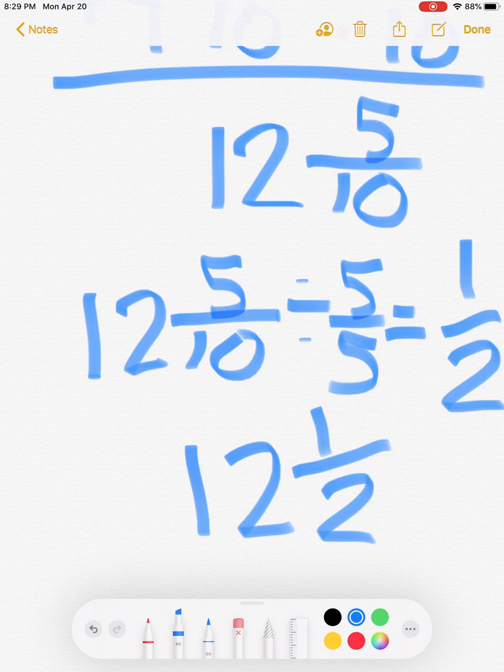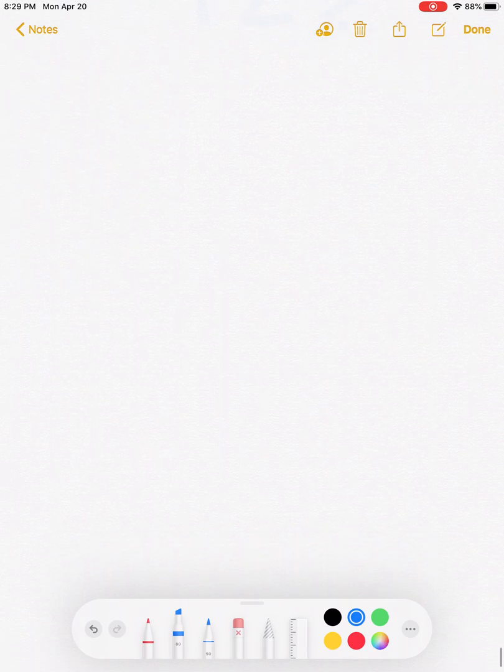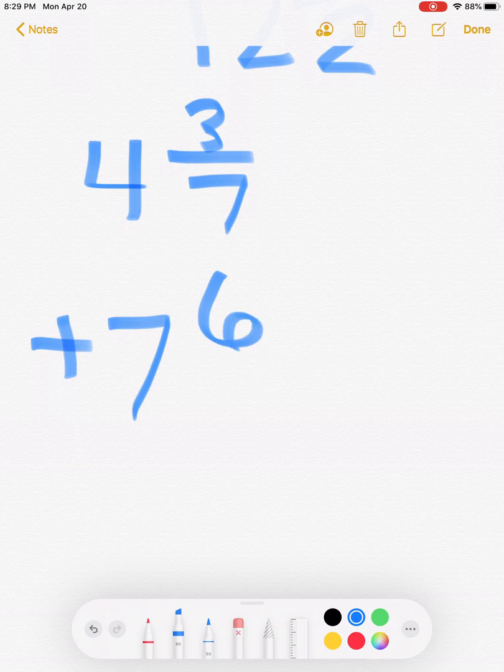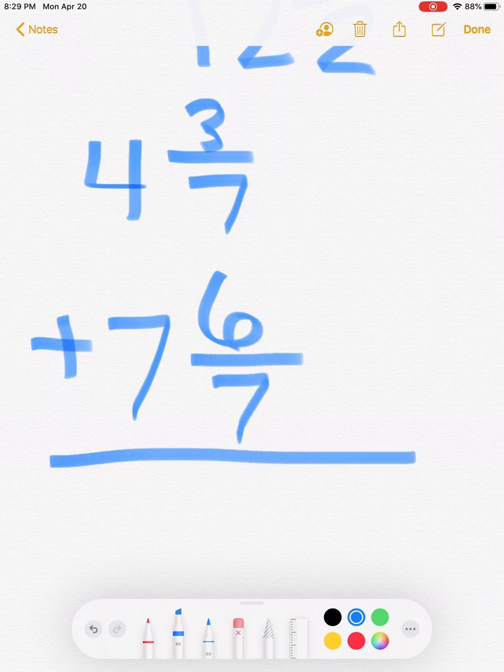So, I want to show you one more. So, let's suppose you had 4 3/7 plus 7 6/7. Now, if we look at this one, we see we have the common denominator, don't we? We have the 7, so that's not going to change. And when we add it up, 3/7 and 6/7, we get 9/7.